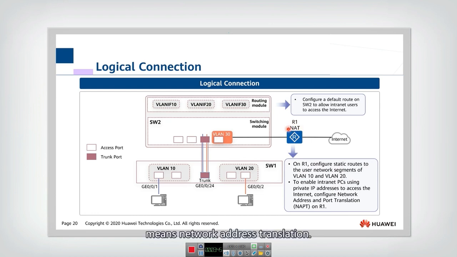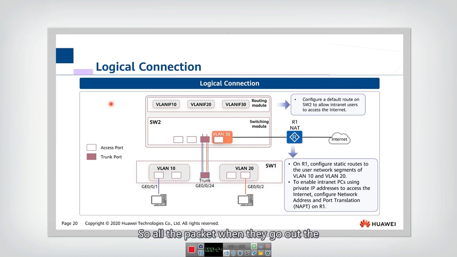NAT means network address translation. This technique is used to solve the shortage of IP addresses problem. Now you know that IPv4 addresses have already been used up, so there are no new IPv4 addresses that can be allocated anywhere in the world. So people thought that maybe multiple hosts in the internet can share one public IP address, and they use a router with the NAT technology to implement this.